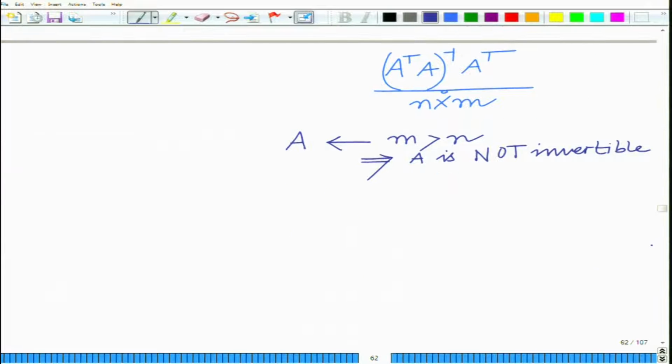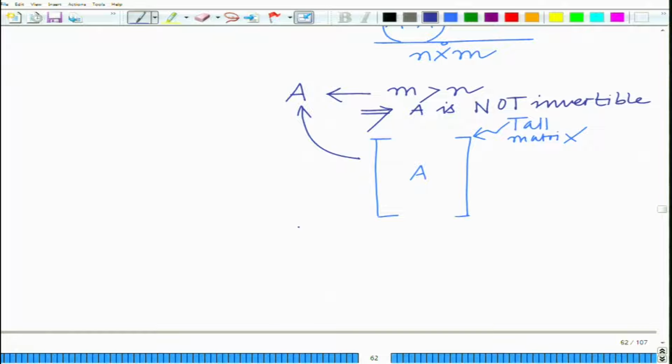Now, we are considering a scenario in which m greater than n, which means the number of rows is much greater than the number of columns. So A looks like this. This is also known as a tall matrix, that is, the number of rows of the matrix is much larger than the number of columns. A non-square matrix obviously does not have an inverse, but you can observe a very interesting aspect. If you look at this matrix, A transpose A inverse into A transpose, and you take its product with A.